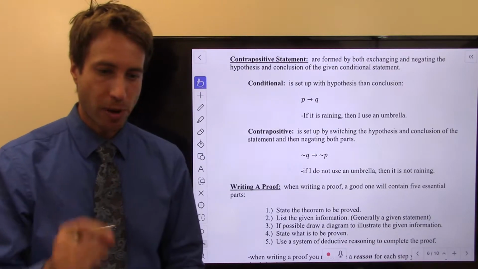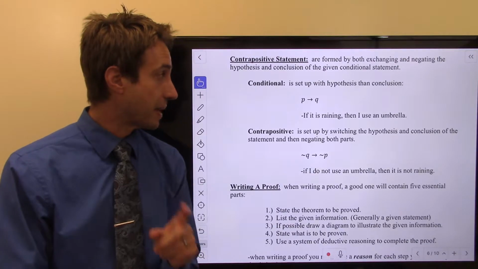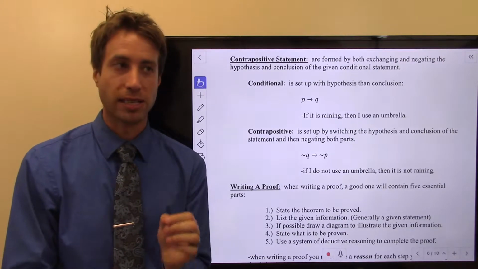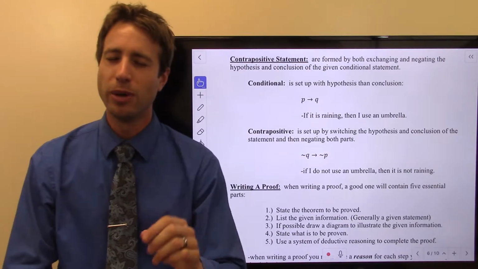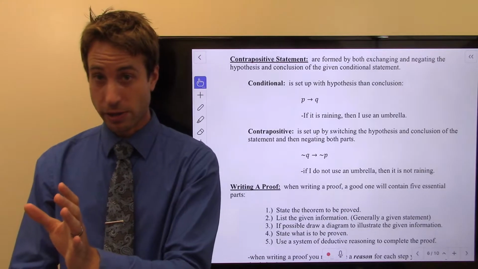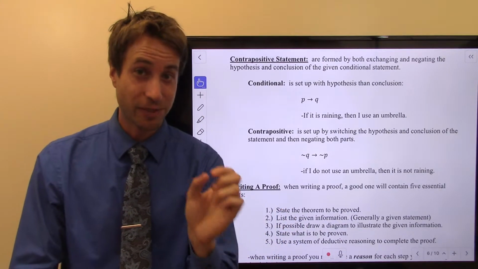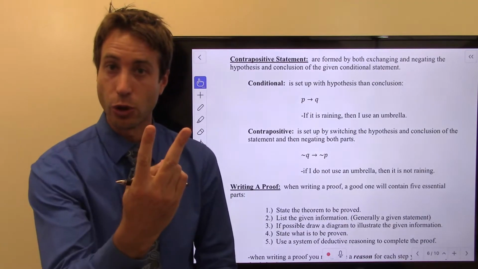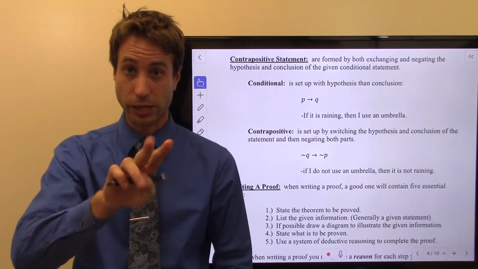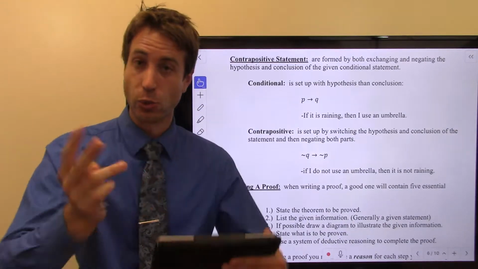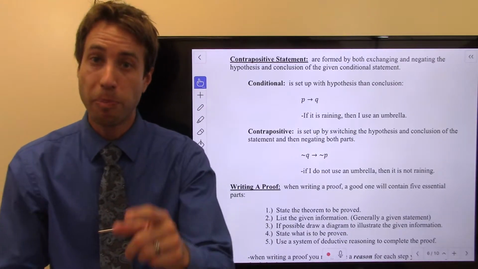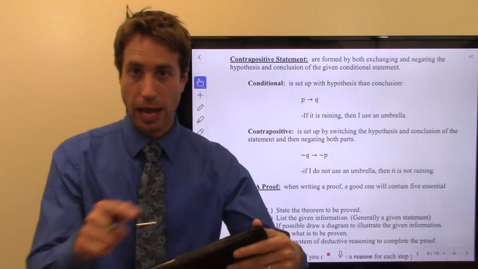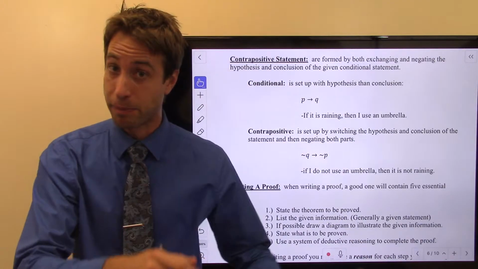Contrapositive. The contrapositive statement, here's what we're going to do. You've been given a conditional, if P, then Q. For the contrapositive, you are going to do both the converse and the inverse. So, if P, then Q: you're going to switch P and Q, so Q will come first, then P. Switch the hypothesis and the conclusion, but you will negate both of them. So you're going to switch the hypothesis and the conclusion and negate both statements.